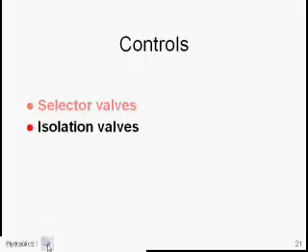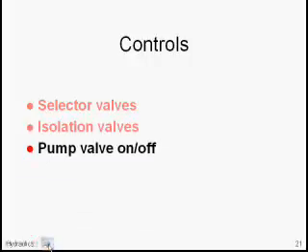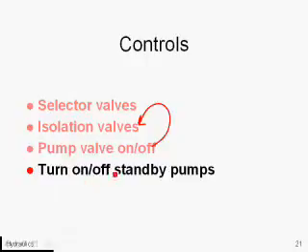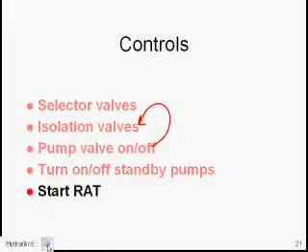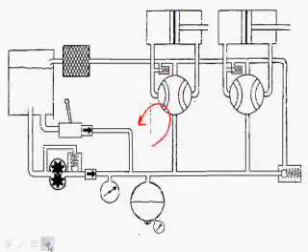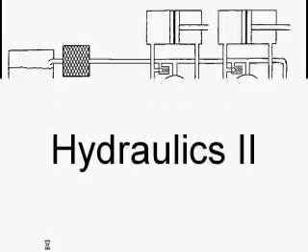What do you get to do about it? Well, you've got to have controls. Of course, we've already covered selector valves. You can make actuators operate. Talked about isolation valves. You can turn off one part of the system to the other. A pump valve is really a specialized isolation valve. You could isolate the pump from the rest of the system. You could turn on and off standby pumps, which we've already looked at, and you could pull the handle and start the RAT. So there are several things you can do in a hydraulic system in case of a workaround procedure, and we've already looked at that enough.